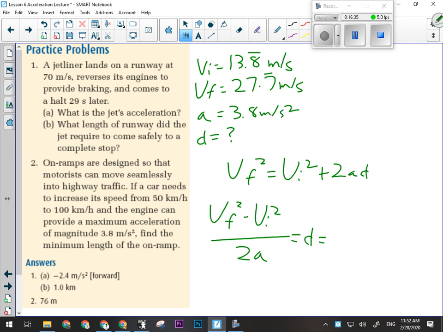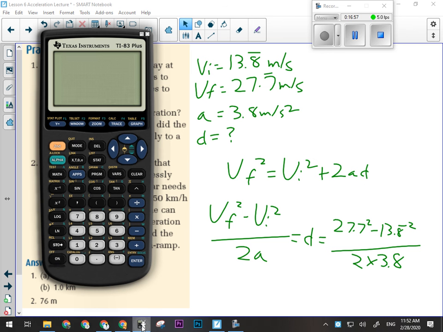When I plug in my numbers, that's going to be 27.7 squared, not plus, minus 13.8 repeating squared, divided by 2 times 3.8. So when we punch that in, we're going to have 27.7 squared, minus 13.8 repeating squared, and then divide that by 2 times 3.8.